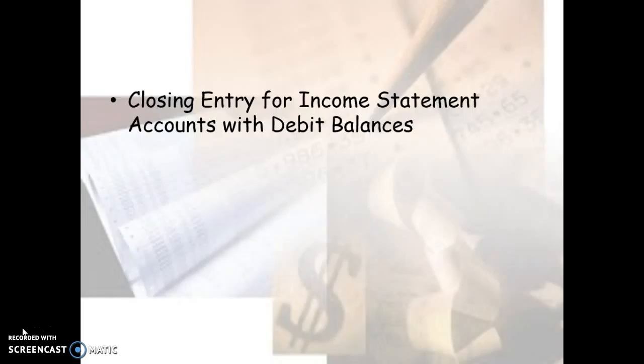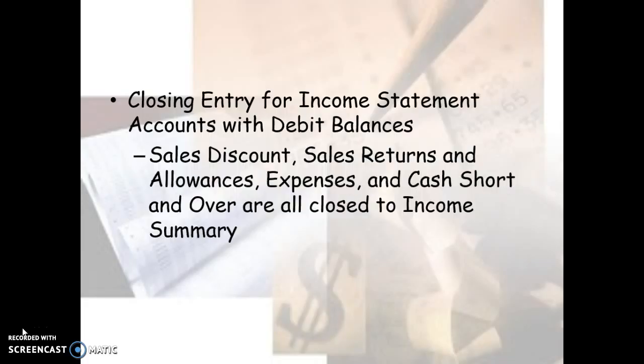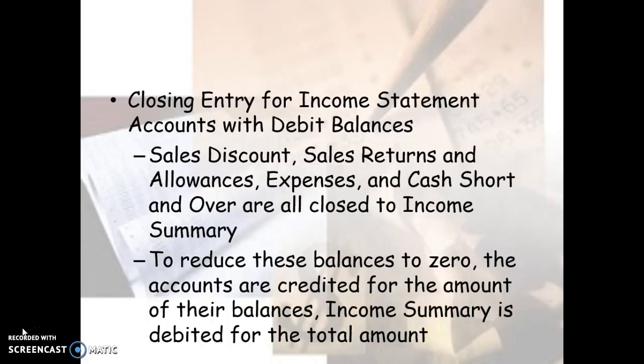Then looking at closing our entries that have debit balances. And so that would include sales discount, sales returns and allowances, all of our expenses, so anything that ends with expense, as well as our cash short and over. These are all closed into income summary as well. So to reduce these balances to zero, the accounts will be credited for the amount of their balances, and income summary would be a debit, and that would be the total. So you'd have to add all of your credits together, and then income summary debit would be the balance for that.